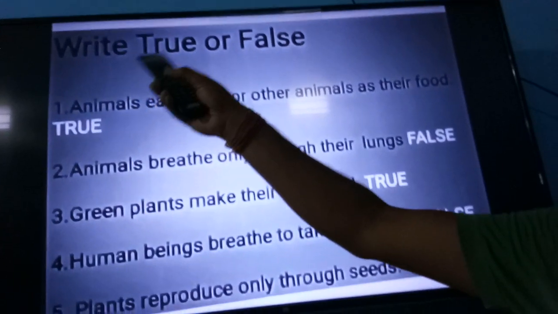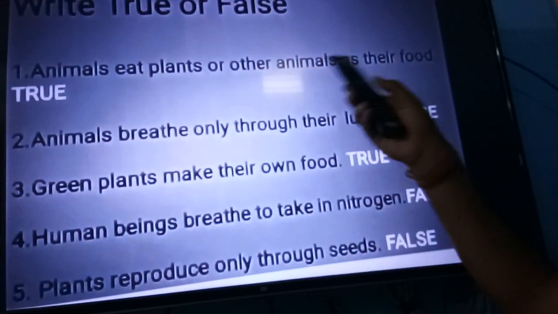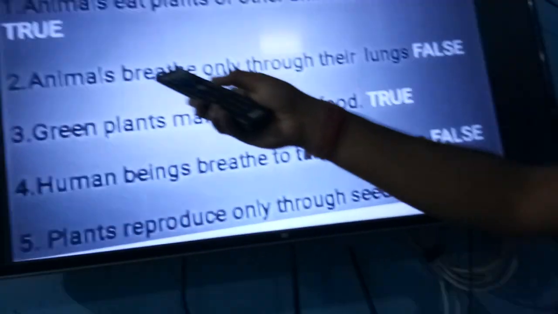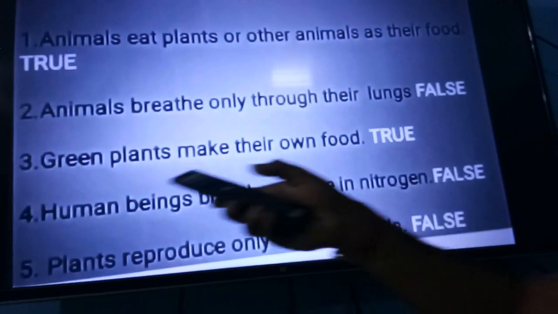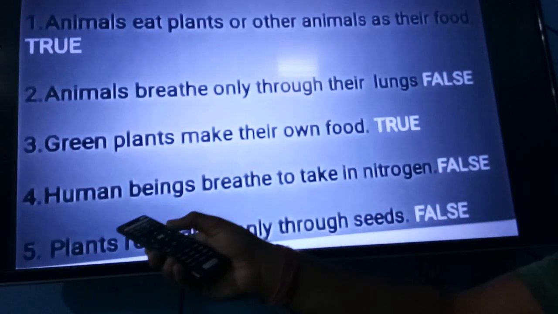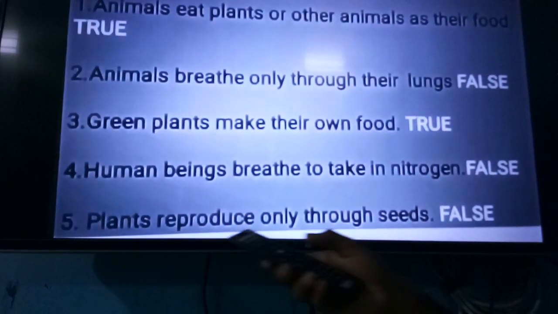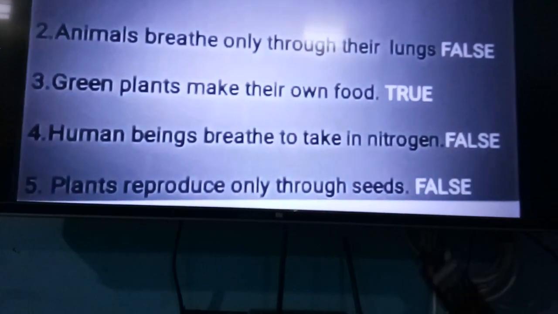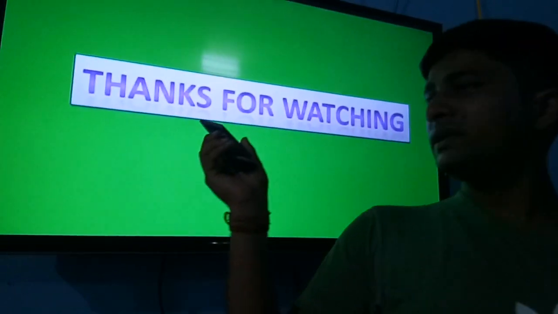In this way, we have questions for you. Tell which is right and which is false. Animals eat plants or other animals as their food. It is true. You should note it in your copy. Second, animals breathe only through their lungs. That is false. Green plants make their own food. That is true. Human beings breathe to take in nitrogen. That is false. Plants reproduce only through their seeds. That is false. In this way, your video related to this chapter is complete.